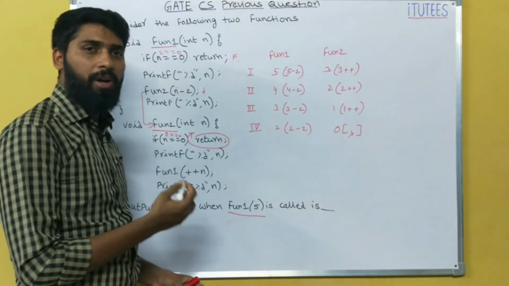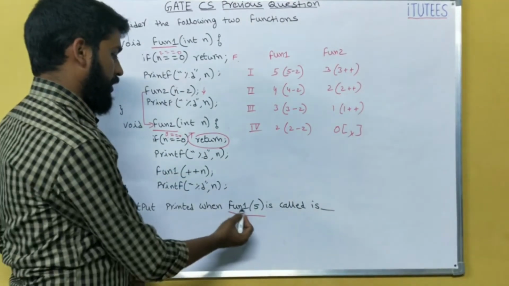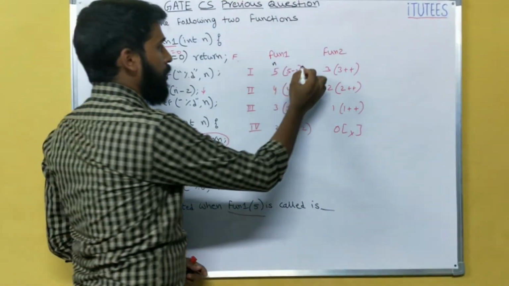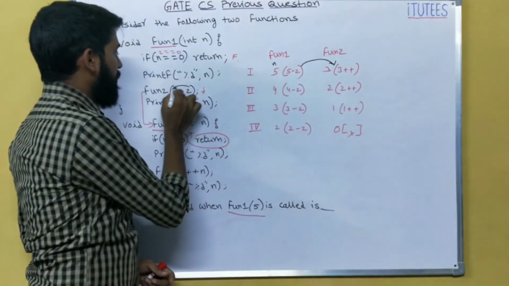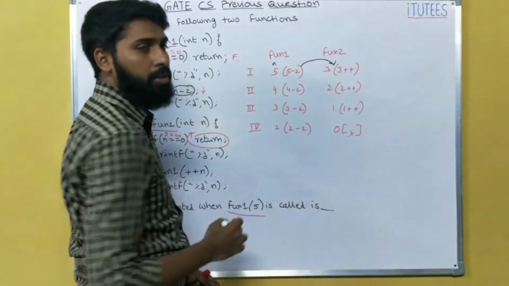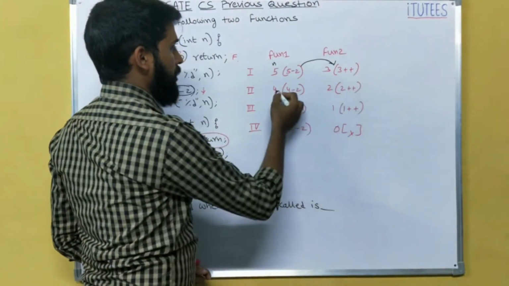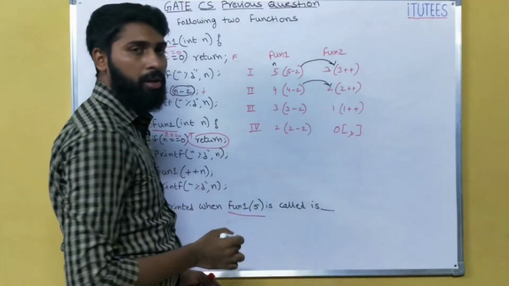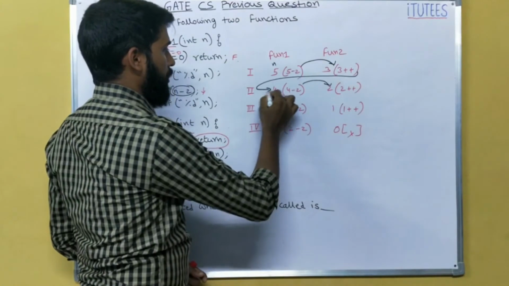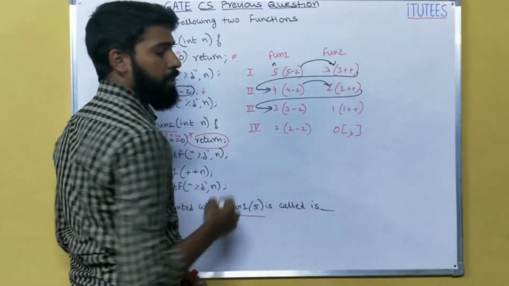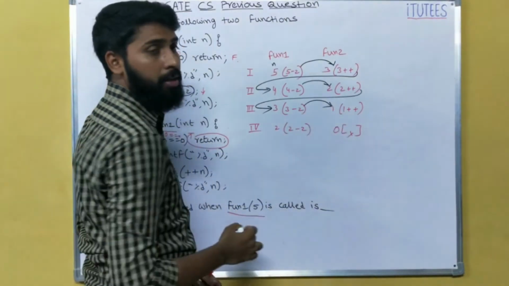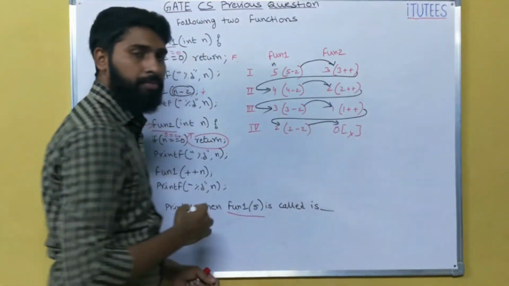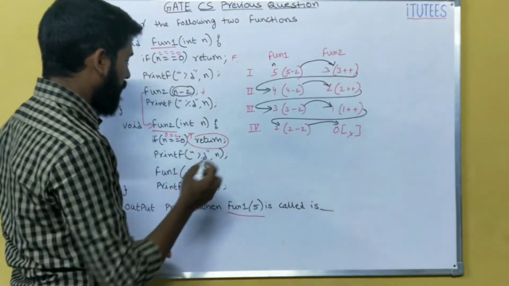Briefly, let us see what happened in the function calls. Function 1 of 5: in the first iteration n becomes 5, and you are calling function 2 using n minus 2, that means 3. Function 2 of 3, and 3 plus plus means 4. n minus 2 means 2. Function call, 2 plus plus means 3. 3 minus 2 means 1. 1 plus plus means 2. 2 minus 2 means 0. So this is the break point.